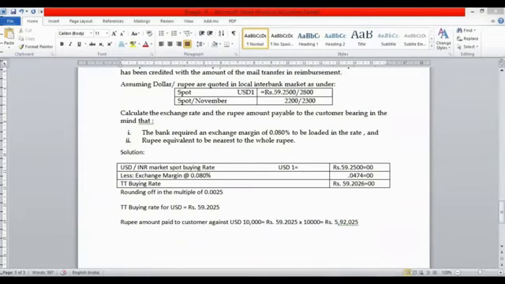That means the customer is approaching not to sell cash foreign currency, but to sell some document to the bank. Suppose the exporter is holding a bill which will be paid by the importer at some future date. But before the future date comes, the exporter is in need of money. What can he do? He can approach the bank and sell that bill. If the bank finds that the bill is genuine, then the bank can purchase that bill.